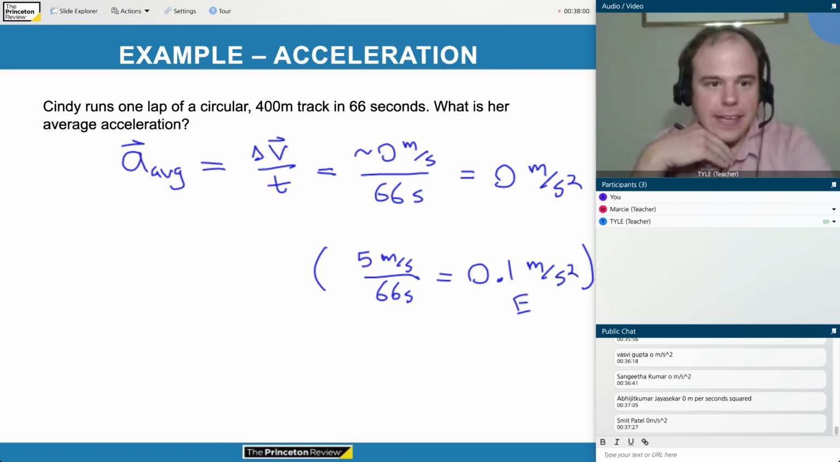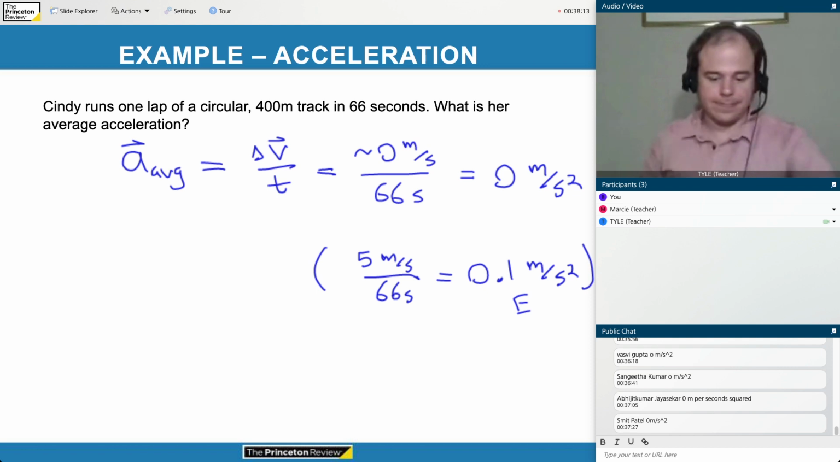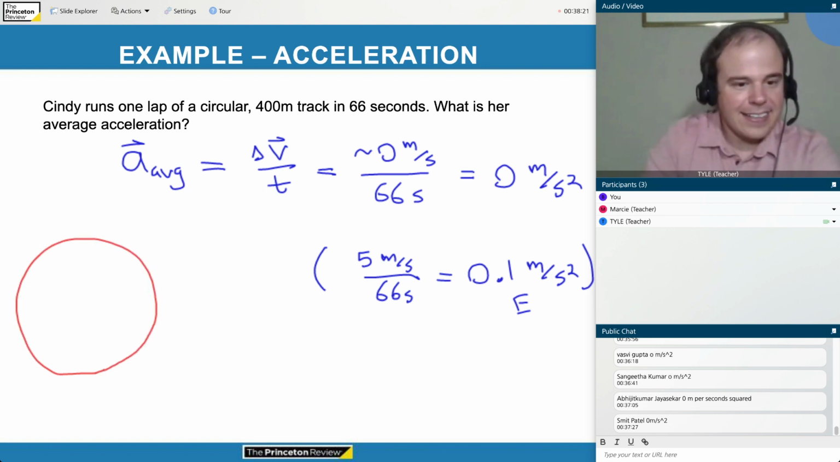Let me ask you this. Is her acceleration while she's running always equal to 0? So even if the average is 0, is she always accelerating only at 0 meters per second squared while she's running? What do you think? So the average is 0, but is her acceleration 0 during the process?